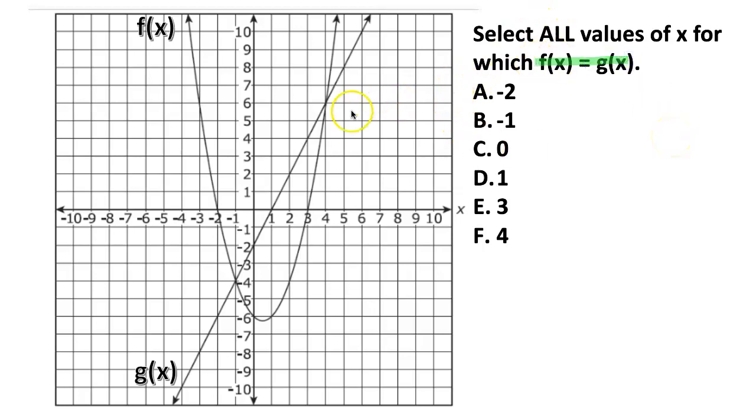So it says select all values where f of x equals g of x. Where does f of x equal g of x? Right here where they're intersecting, that means they're equal. And right here where they're intersecting, that would mean they're equal. So if I look at the point, this is at 4, 6. And then this one is at -1, -4. Those are the solutions. This specifically says select all values of x. So my x values are 4 and -1. So I would choose B and I would choose F. Okay.